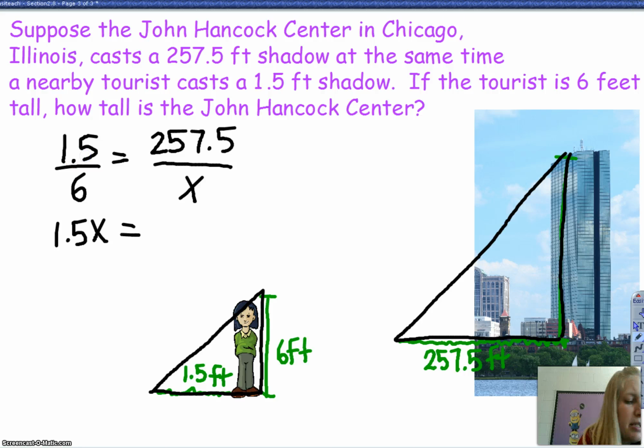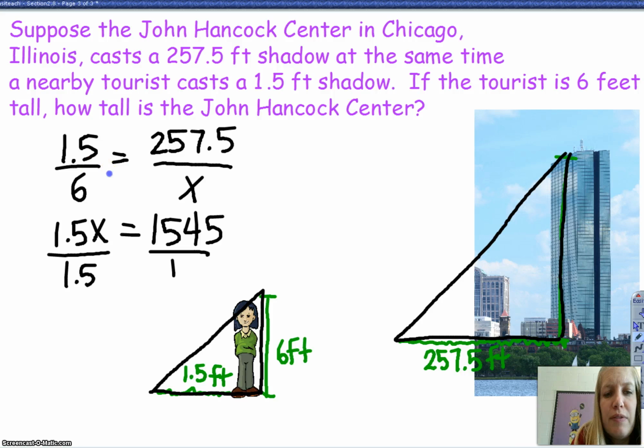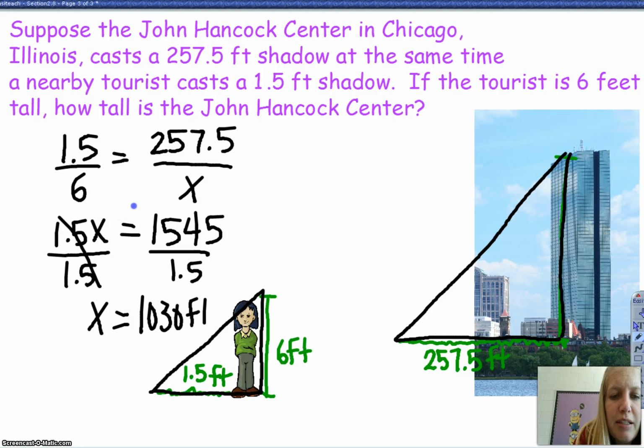Do your cross products. 6 times 257.5 is 1,545. Divide by 1.5. X equals 1,030, and we're talking about feet. And there you go.